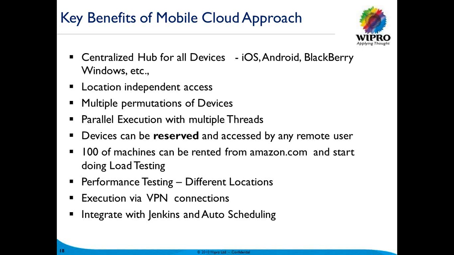We can also rent hundreds of machines from Amazon.com and start doing load testing. If you see the performance testing in different locations like the offshore on-site model, we can do the performance testing on the mobile applications. We can also execute via VPN connections. Through the VPN, you can connect to the desktop, and then you can start testing on your mobile applications.